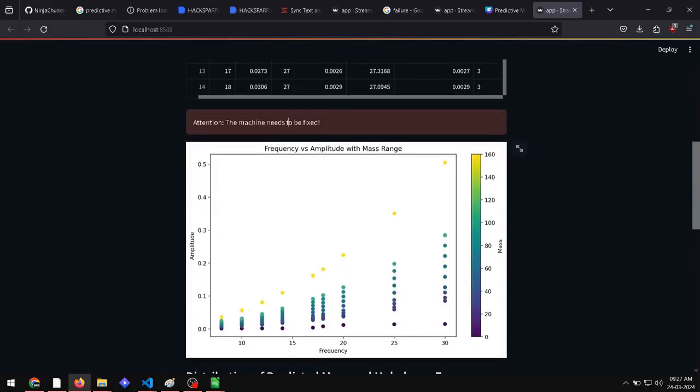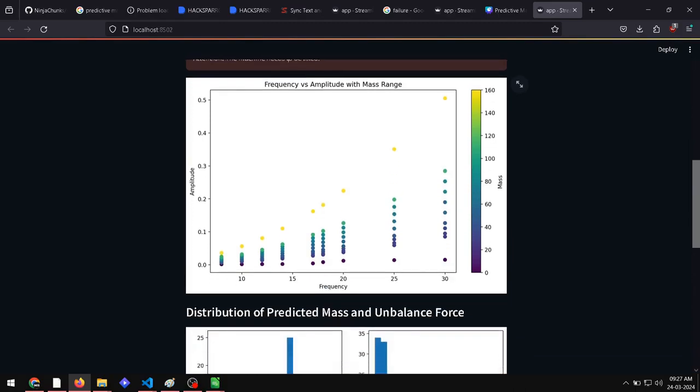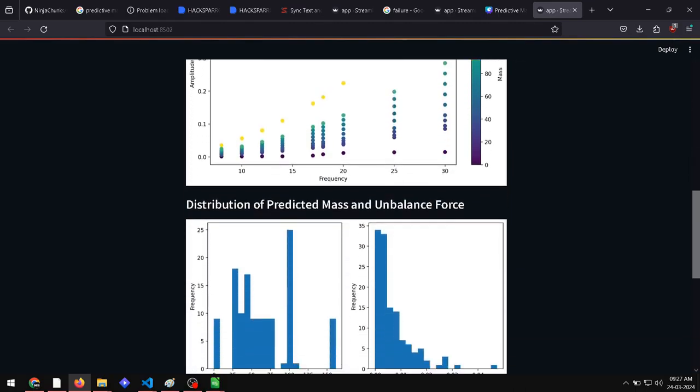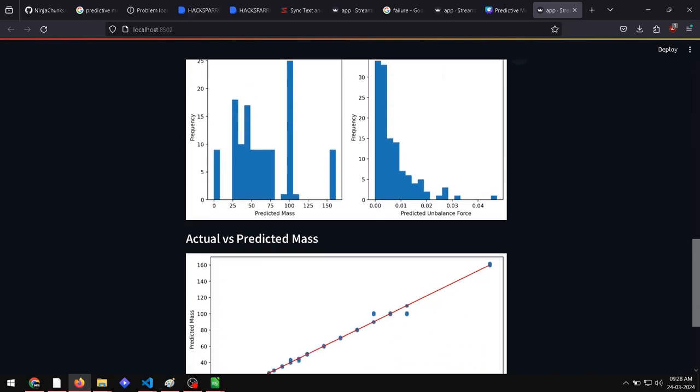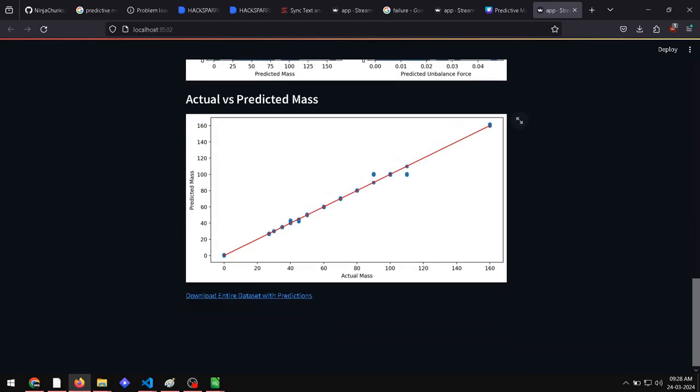Then we have done some data visualization. We have plotted some graphs. This is the graph between the amplitude, frequency, and the mass. As you can see, as the amplitude increases, the mass also increases. Then we also have a graph between the mass and unbalanced force. This is the histogram which shows the relationship between the predicted mass and frequency, and also unbalanced force and frequency. Then we have actual mass and predicted mass.